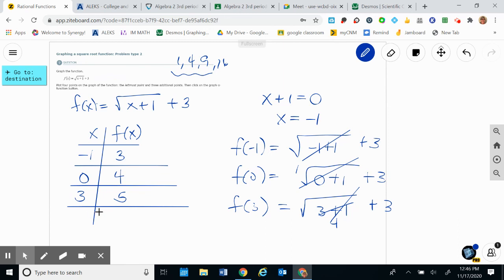Okay, and then let's try to get to 9. Okay, to get to 9, we're going to plug in an 8, because the square root of 8 plus 1 is the square root of 9, which is 3, which is 6. So these are the numbers you're going to plug in. Okay, next. Oh, by the way, you'll see what it ends up being.